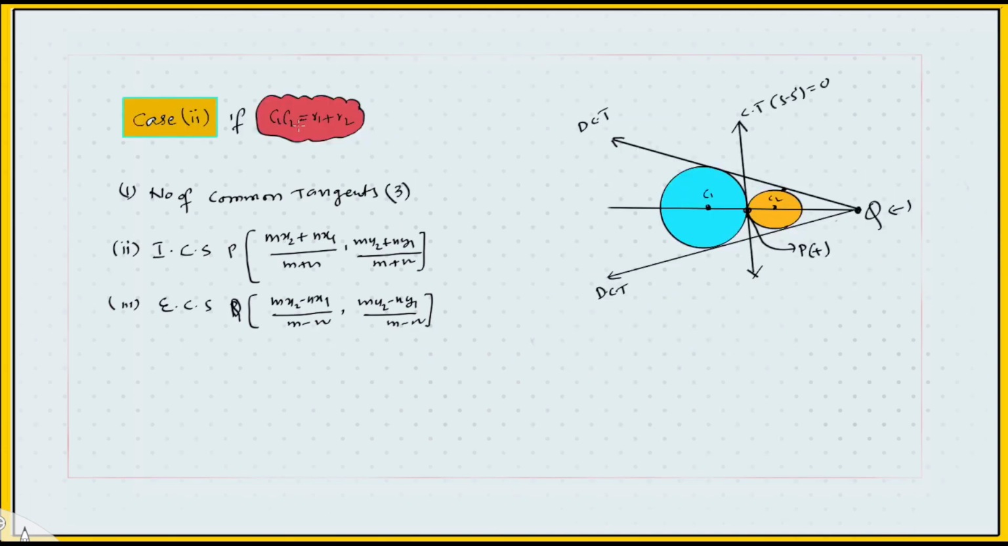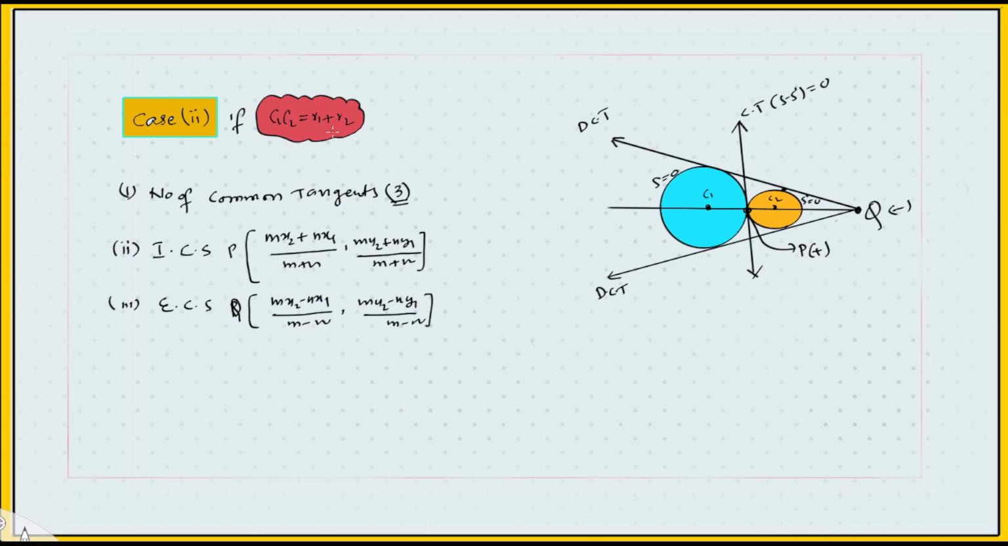Case 2. If C1C2 equals R1 plus R2, the distance between the centers equals the sum of the radii, then we can draw 3 common tangents. See the figure. Given two circles, first circle S equals 0, second circle S dash equals 0, they touch each other externally.